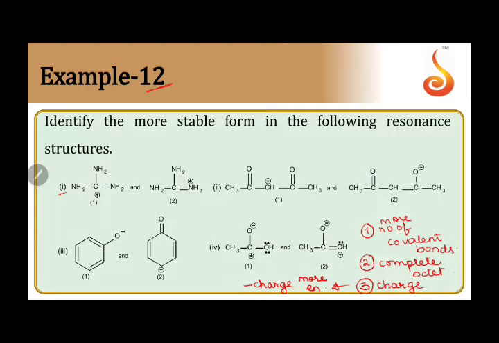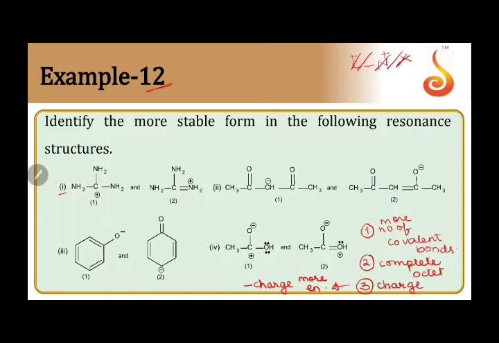Finally, if there are charges on atoms which are next to each other, then they should be unlike charges. If like charges are present like this, then this would cause instability. So unlike charges should be present on adjacent atoms. Let's check all these rules here one by one.